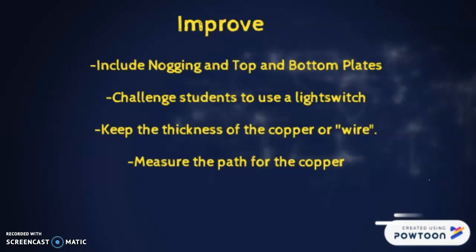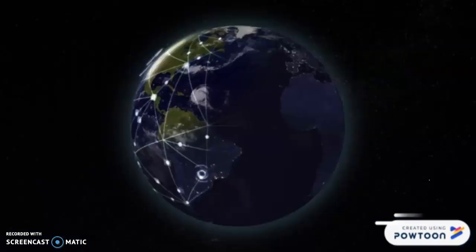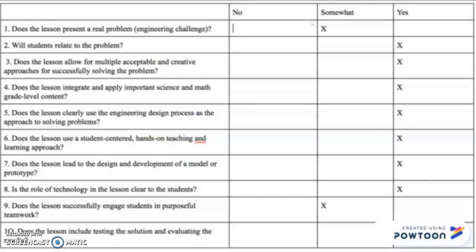I also want to challenge students to use a light switch and keep the thickness of the copper wire the same as what it came in. Cutting it was just too thin and it made it really hard to work with. Also measuring out a path for the copper, that also was difficult. I didn't measure my path, I just cut and then tried to put it down, and I ran out.